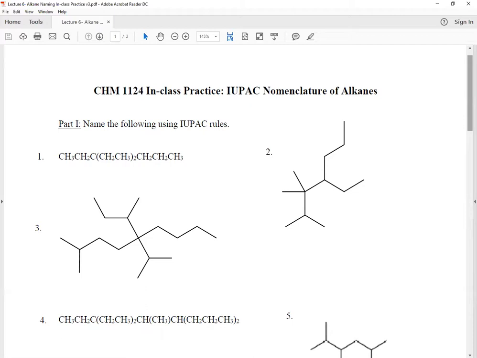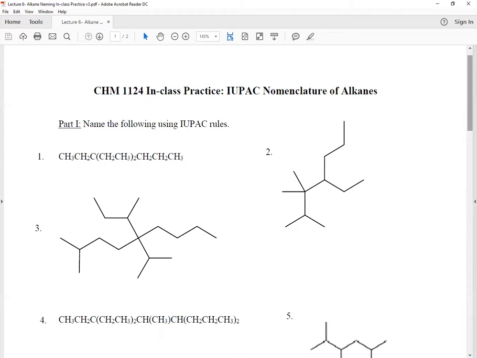CH2, CH2, CH3. Okay, so now we just need to identify the longest chain. It doesn't matter where you start. You can start here, here, or here. You're going to get the same answer either way, right? 1, 2, 3, 4, 5, 6. And it also doesn't matter which one you pick as carbon number 1, because you're going to end up with 2 ethyl groups on carbon 3. So you could pick this or this as carbon 1. Makes no difference. A lot of students like to just keep it linear, so let's keep it linear. 1, 2, 3, 4, 5, 6.